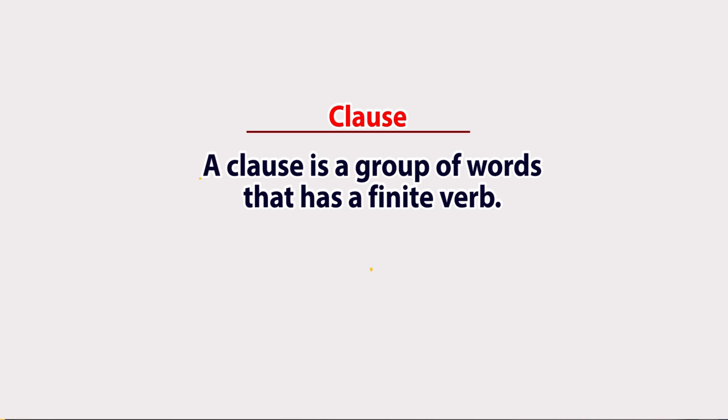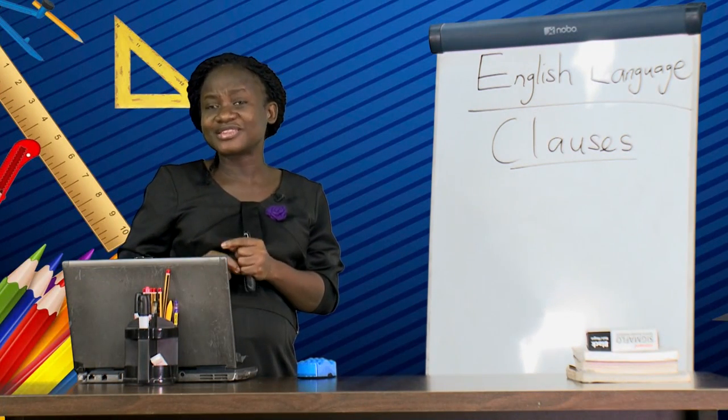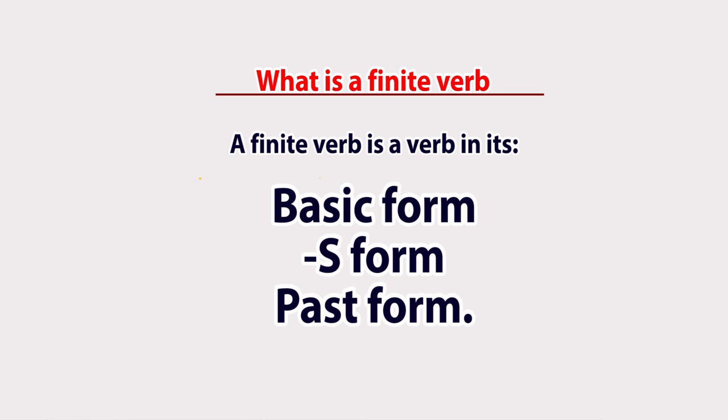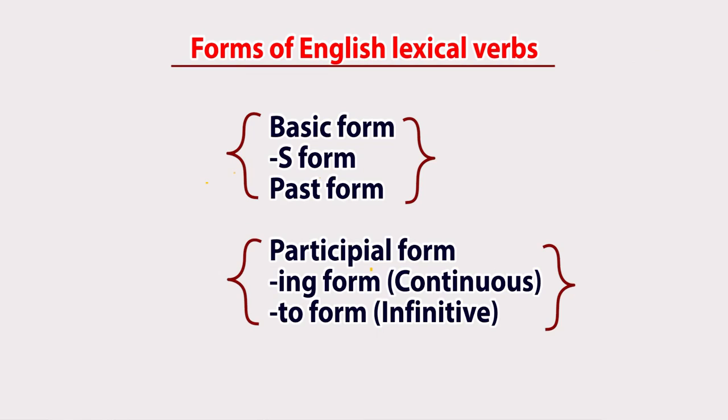In other words, for a group of words to be qualified to be called a clause, it must have a verb that is either in its basic form, its S form, or past form. Remember that a finite verb is a verb in its basic form, S form, or past form. Also remember that English lexical verbs have six forms. The first three forms, the basic, S, and past form, make the finite verb. And the last three forms, the participial, the continuous form, and the to-infinitive form, make up the non-finite forms.